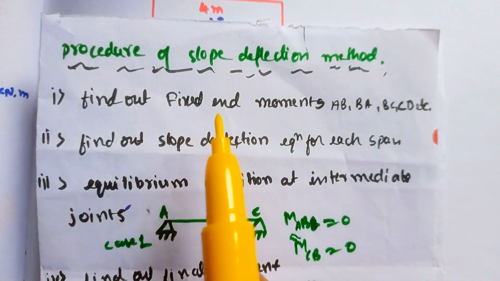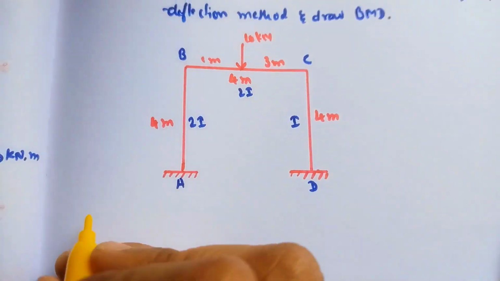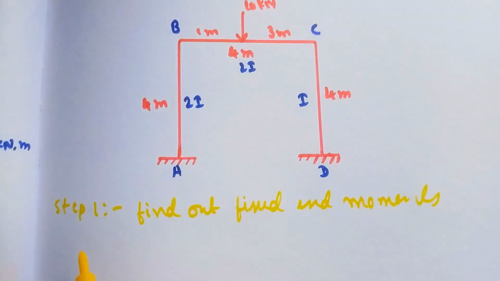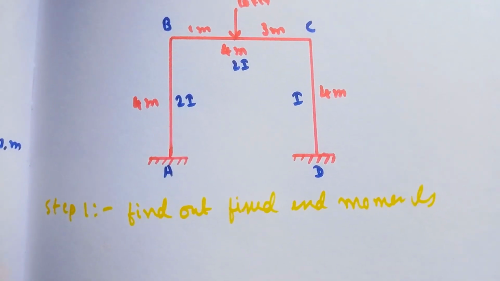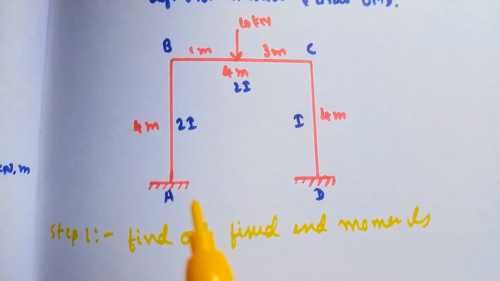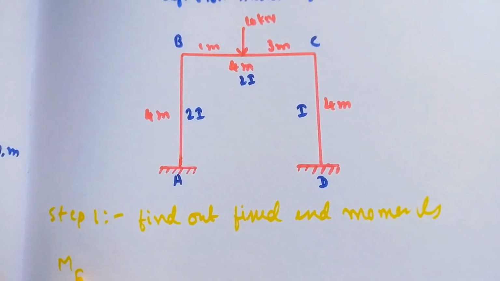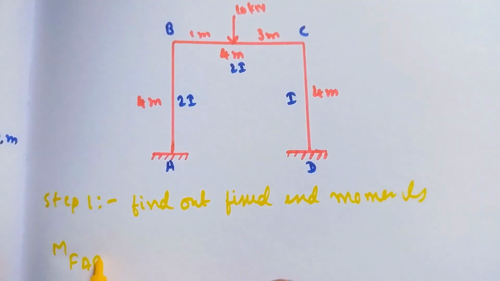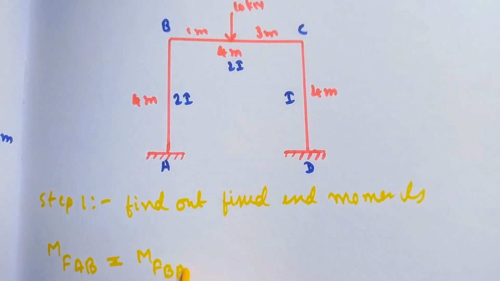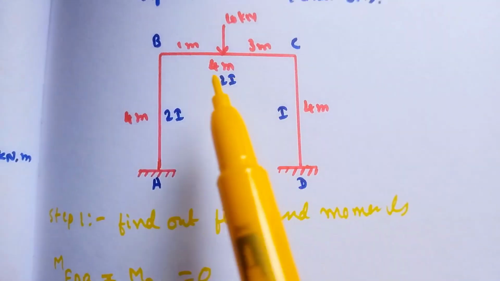So as usual, our first step is to find out the fixed end moment of span AB, BA, BC, CD. So now we will see step by step. Step 1 is to find out the fixed end moment. Here see, the span AB is carrying no load. For a span which is not carrying the load, the fixed end moment for that span will be 0. So our MF AB as well as MF BA both will be equal to 0 because it has no load.